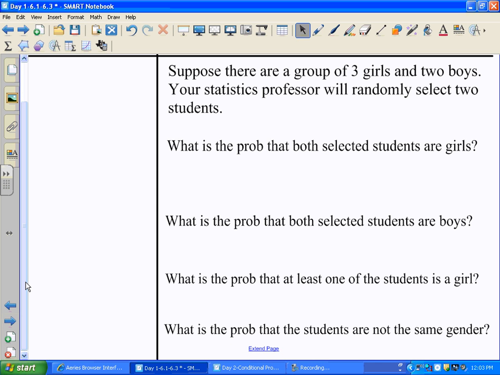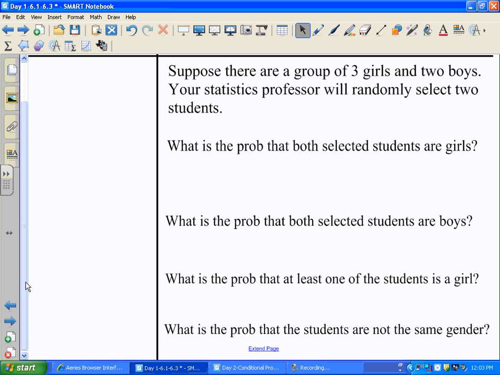Theoretical probability. Suppose there is a group of 3 girls and 2 boys. Your statistics professor will randomly select 2 students. What is the probability that both selected students are girls? A lot of you guys, because we're introducing probability, can get it on your own. There's kind of 2 ways to look at it.